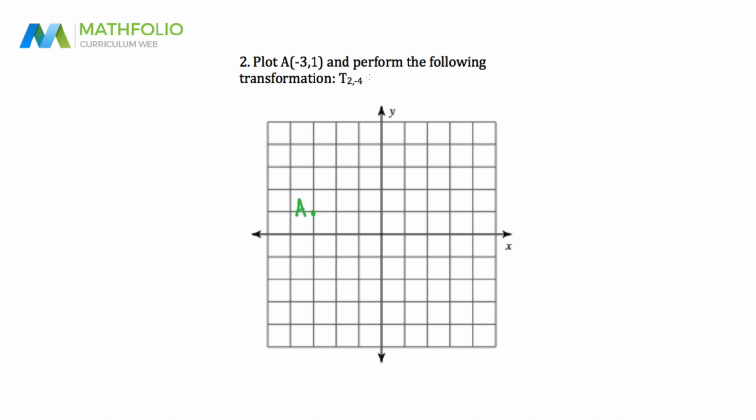And we're going to perform the following transformation, which is right here, T(2, -4). So this is a translation. The 2 means we go to the right 2, 1, 2, and then we go down 4 because it's a negative, 1, 2, 3, 4. And so this is our image, and so we're going to label it A prime. So this is question number 2. We move to the right 2 and down 4.